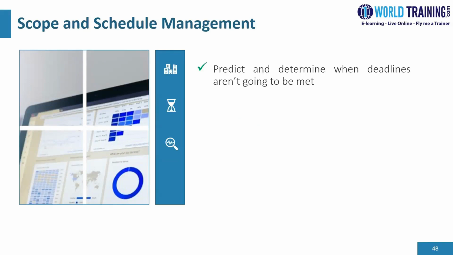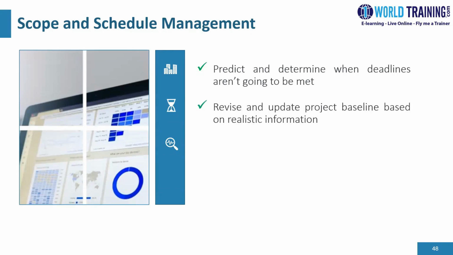AI systems can predict and determine when deadlines are not going to be met. AI systems will help us predict and determine when a deadline will be missed based on the other information that we have. And in such situations, it will revise and update the project baseline based on the realistic information that the AI system is capturing from multiple sources.